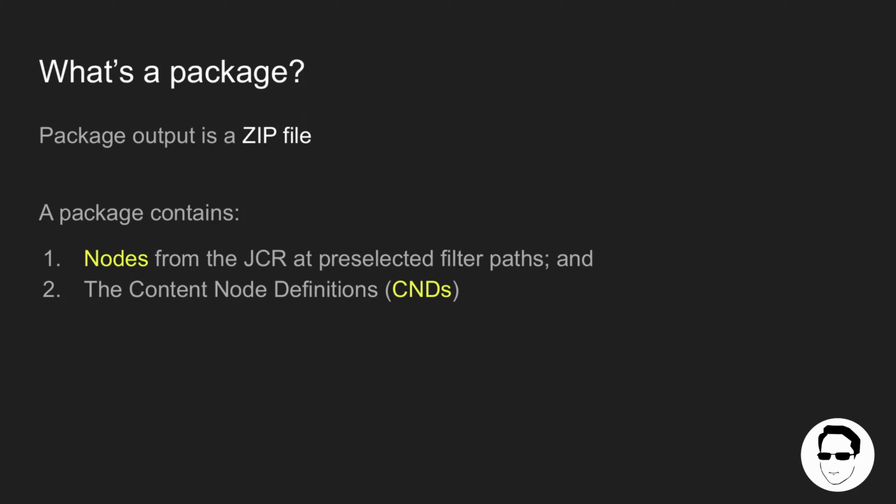So what's in a package? Well, the package itself is a zip file that contains a number of other zip files. And inside this zip file, there are YAML representations of nodes in the JCR and JSON representations of CNDs. These are JCR-specific content node definitions that describe the way nodes are defined in your repository.